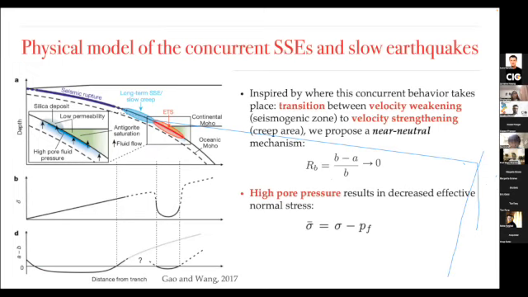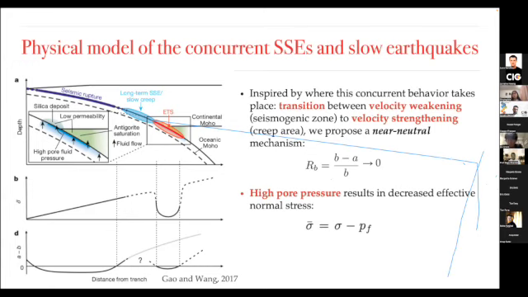And so, inspired by the fact that most concurrent slow slip events and slow earthquakes take place at the down dip of the seismogenic zone, which is actually the transition from the locked seismogenic zone to the unlocked creep area, and this condition is velocity weakening to velocity strengthening under the rate-and-state framework, we propose the idea of what we call the near-neutral mechanism. In other words, RB approaches zero, which results in these correlated behaviors.